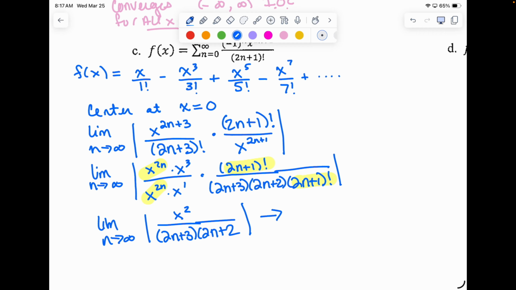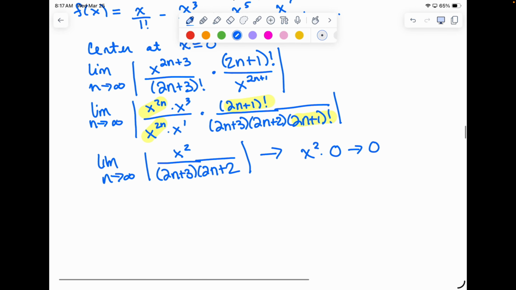Remember, we're ignoring x for a minute. n is what's going to infinity. That means that this is bottom heavy. We end up with x squared times 0, which is 0. So if our ratio goes to 0, it converges for all x values.